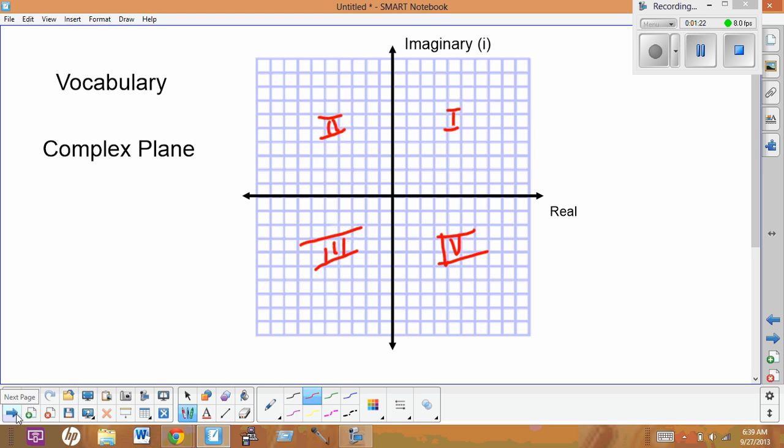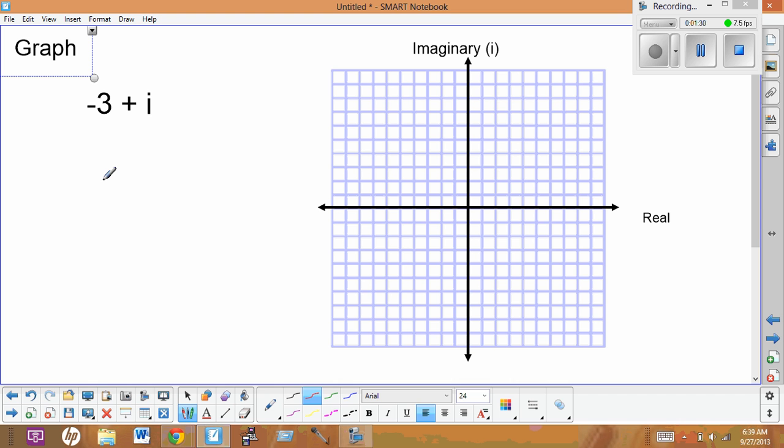Okay, so to graph a complex number, we essentially are graphing pretty much the same way we graphed a point. Instead of an x and y, we have a real and imaginary part. So let's go ahead and take a look at our first example. Our first example is -3 plus i.